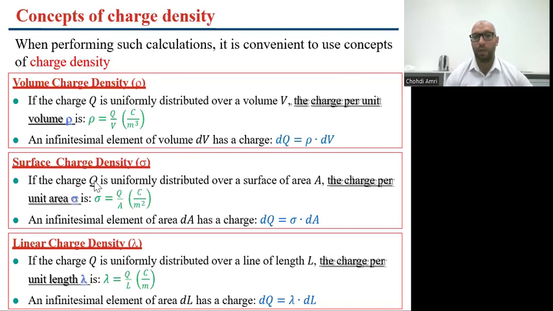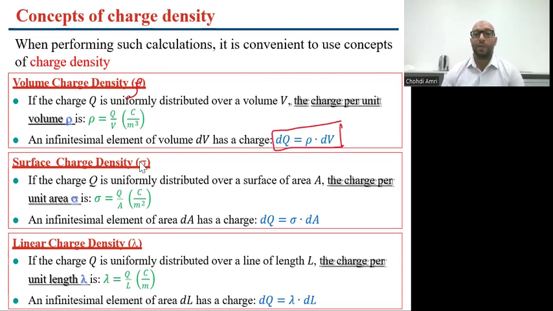When performing such calculations, it's convenient to use the concept of charge density. What is charge density? We have 3 types of charge densities. Volume charge density, rho. Rho in this case is equal to Q, the total charge, divided by the volume. So it's the charge per unit volume. Its unit is Coulomb per cubic meter. For an infinitesimal element of volume dV, the charge dq is rho multiplied by dV.